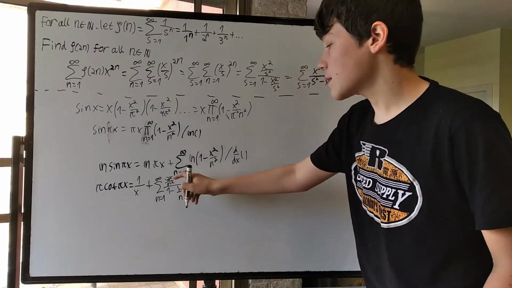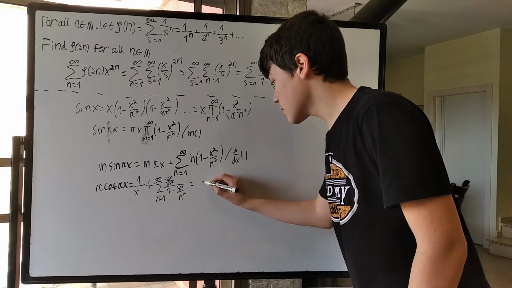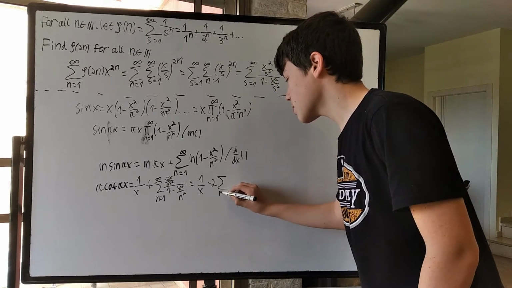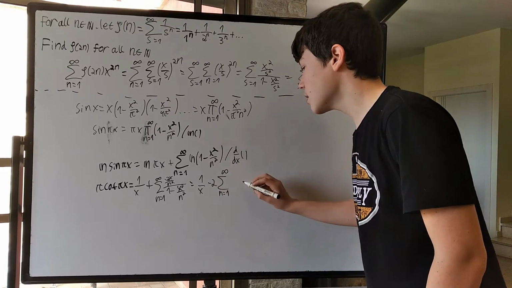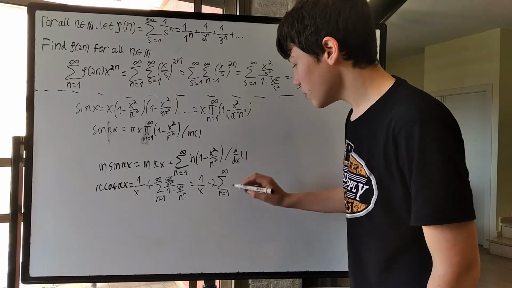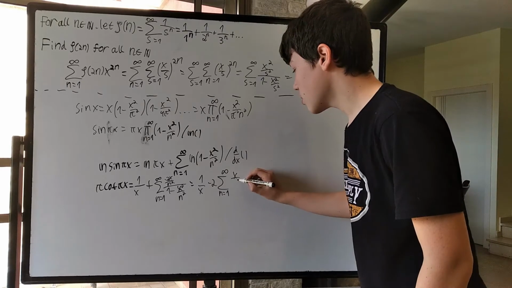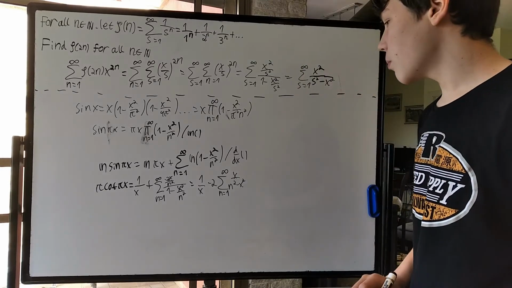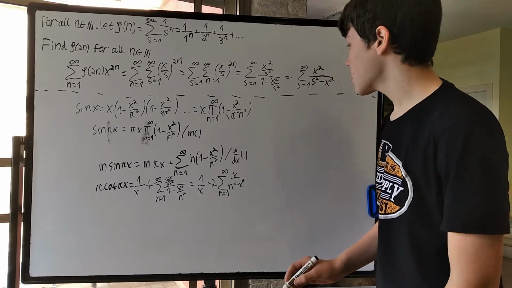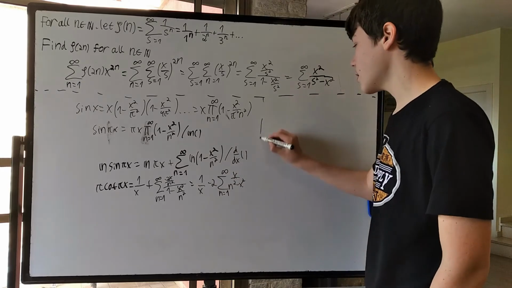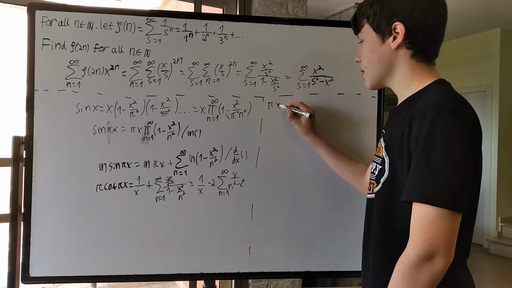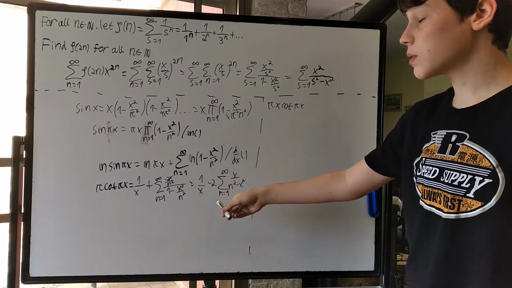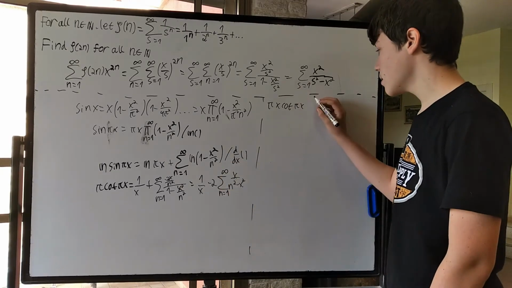And now I'll multiply by n squared and take the negative 2 out to get that this is 1 over x minus 2 times the sum as n goes from 1 to infinity of x over n squared minus x squared. Now we will multiply by x to get, I write it here, so pi x cotangent pi x, and here we'll have 1 after multiplying by x, so I'll move it to the other side.